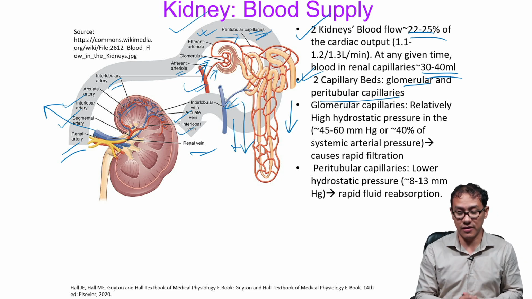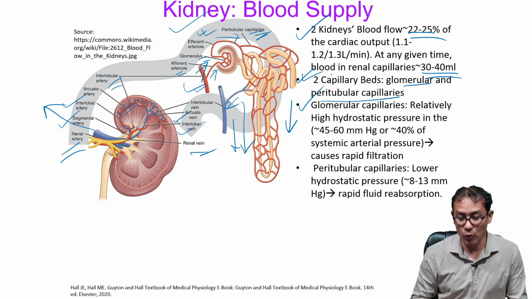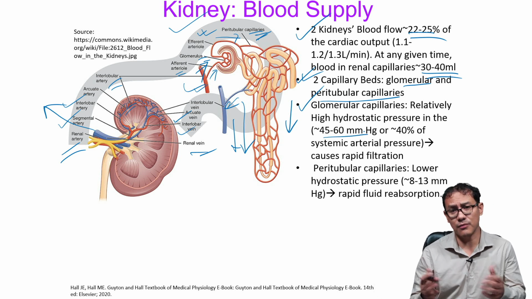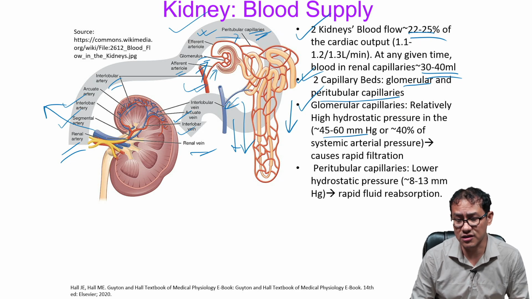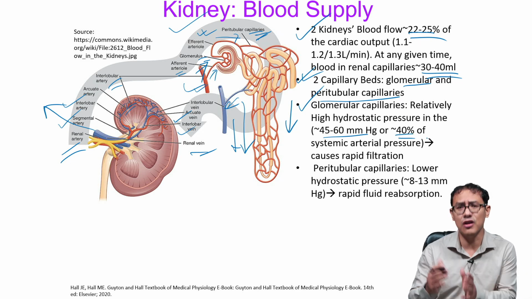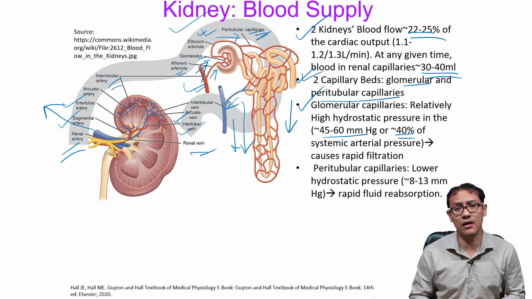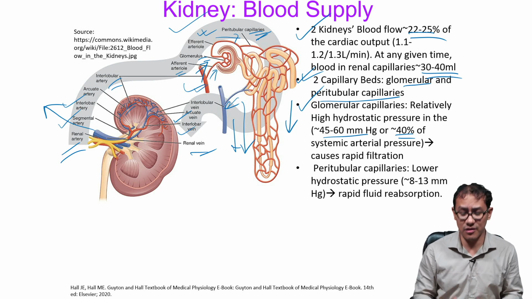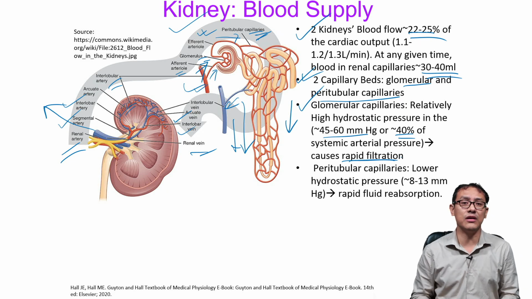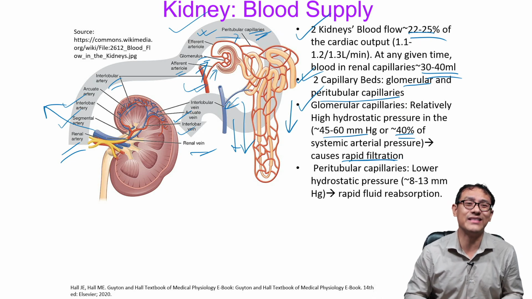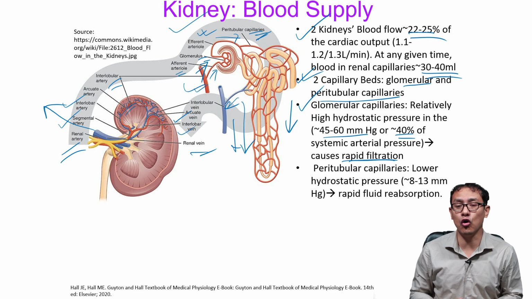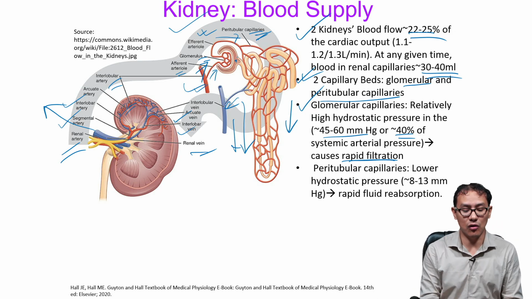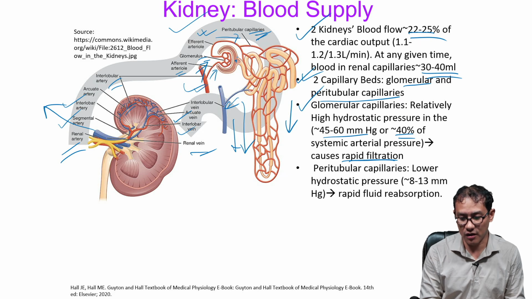So there are two capillary systems present, and the glomerular capillary has a relatively higher hydrostatic pressure, approximately 45 to 60 millimeters of mercury, or approximately 40% of the systemic arterial pressure, which is higher as compared to other capillary systems. Why is this important? Because it will favor the ultrafiltration process, that is formation of the glomerular filtrate, which will be formed in this space known as the Bowman's capsule, the Bowman space.